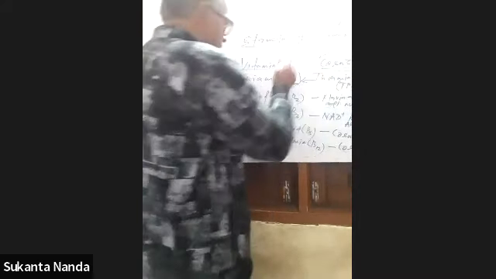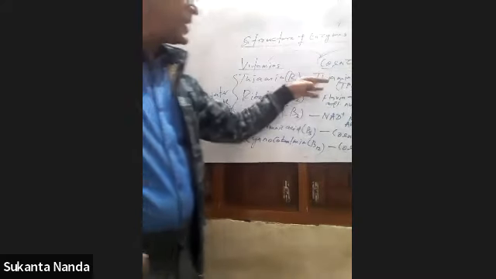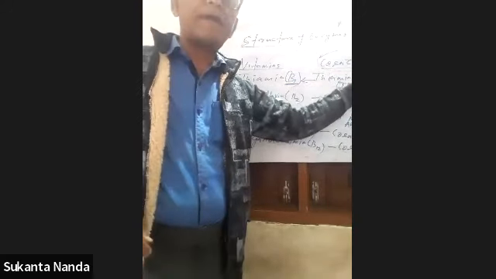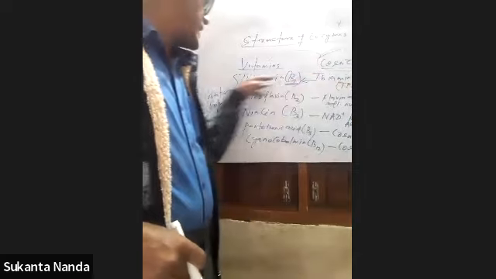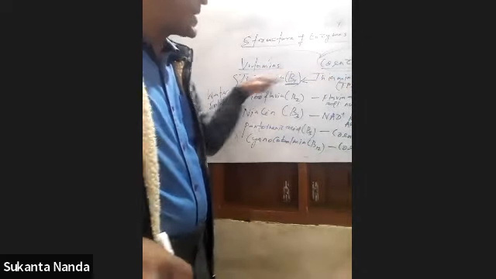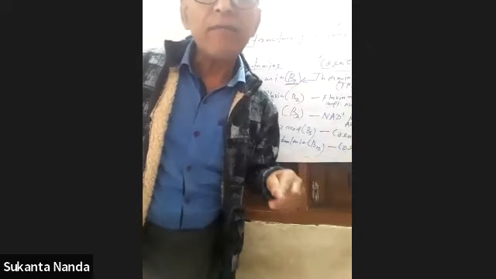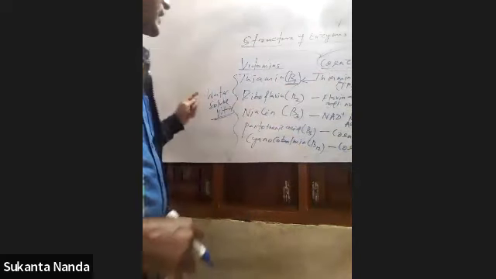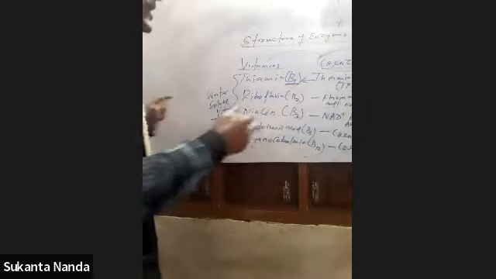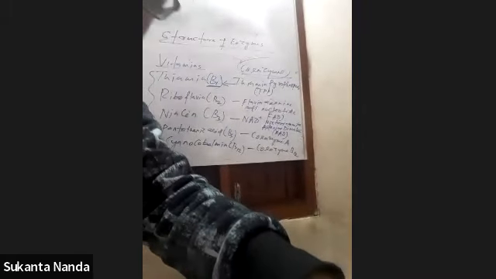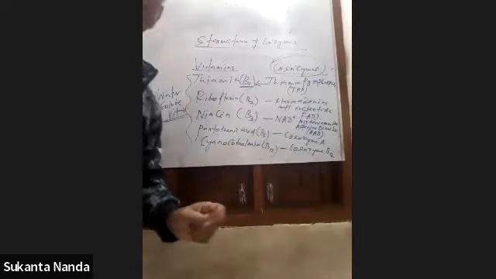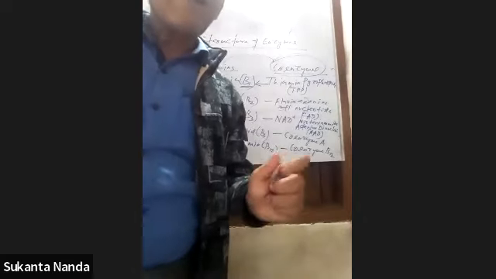So which vitamins are of which coenzymes? Thiamine pyrophosphate, that is TPP, relates with thiamine. From the name itself, you can guess. Okay. Sir, the right side whiteboard is not visible. Okay. So you see that. Now visible, students? Yes, sir.